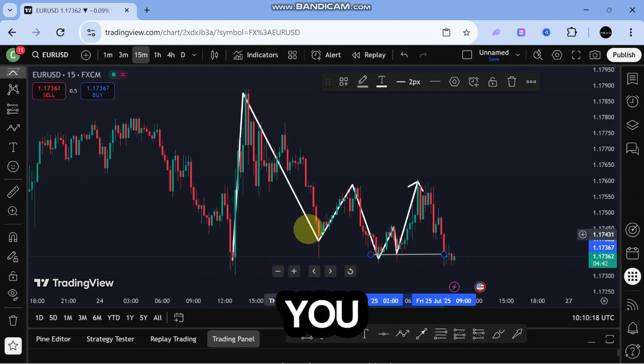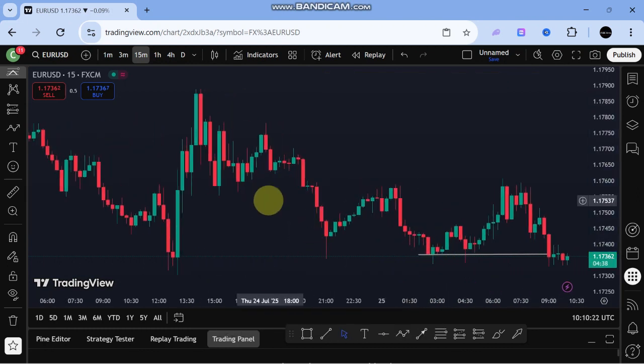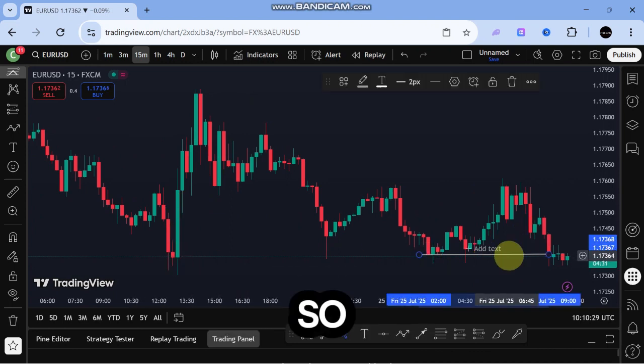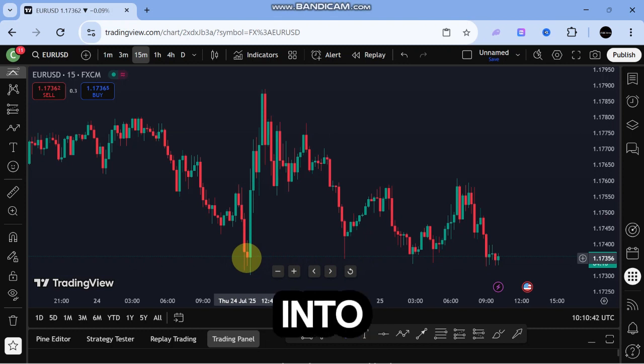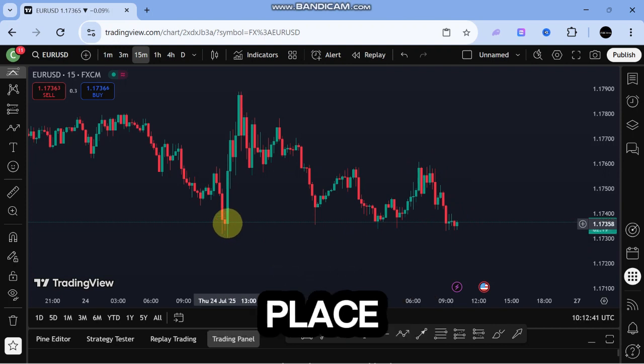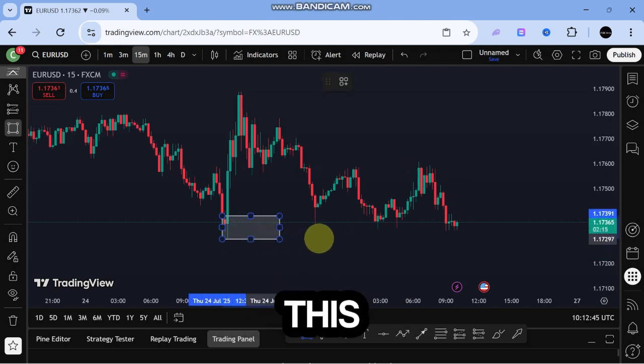But for those people who know how to trade using this strategy, you understand that this particular place is the right place for you to enter into this market. Because at this place, you can see this candle, there's an order block at this place and a fair value gap at this place. So you can see price come down to this place where this order block is, and price come to this place.